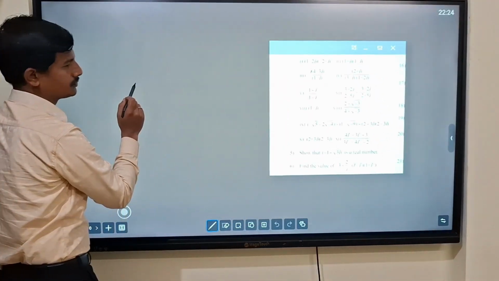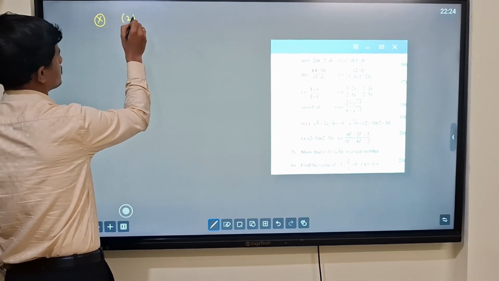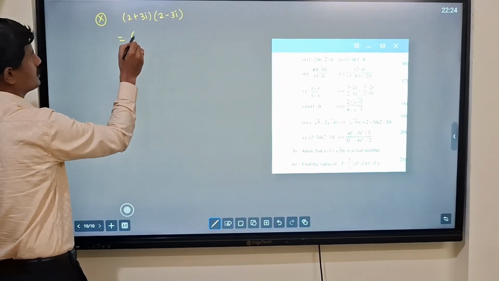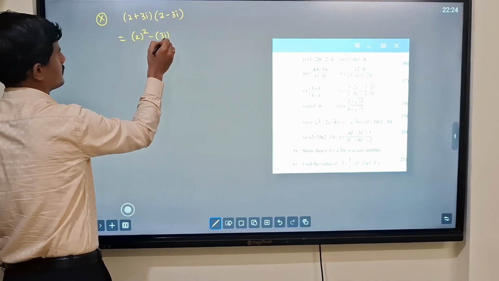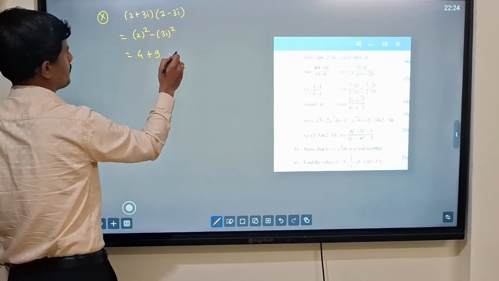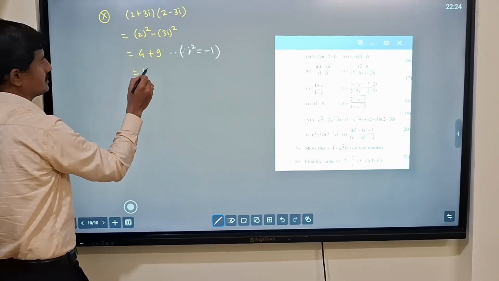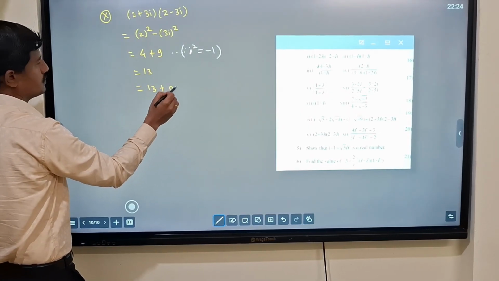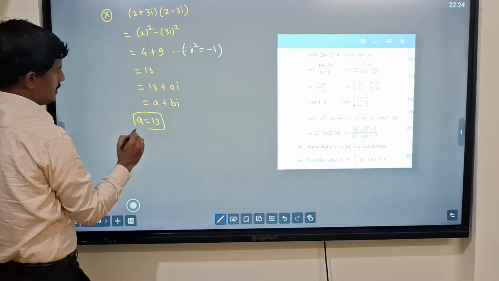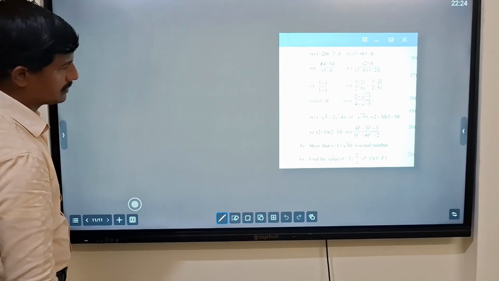Okay, now 10th example. 2 plus 3i into 2 minus 3i. This is a plus b, a minus b. So this becomes 2 square minus 3i square. So this becomes 4 plus 9, reason being i square is simply minus 1. Therefore, this minus minus becomes plus. Answer is 13. So 13 plus 0i. So comparing with a plus bi, we get a equal to 13 and b equal to 0.